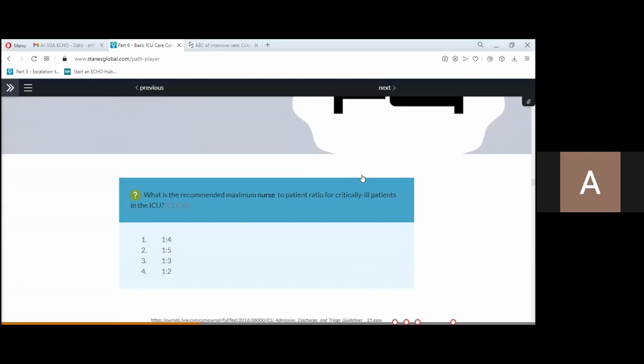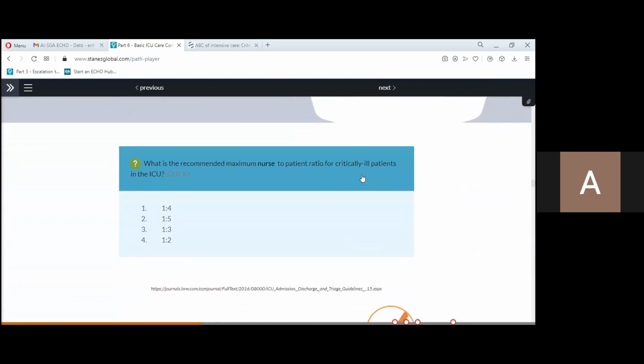What is the recommended maximum nurse to patient ratio for critically ill patients in the ICU? Usually you have this recommended ratio for optimum care of the patient. So this is a question where maybe I should call on Hassan once again to guide us through this. And I think there is also a resource material attached to help assist us.